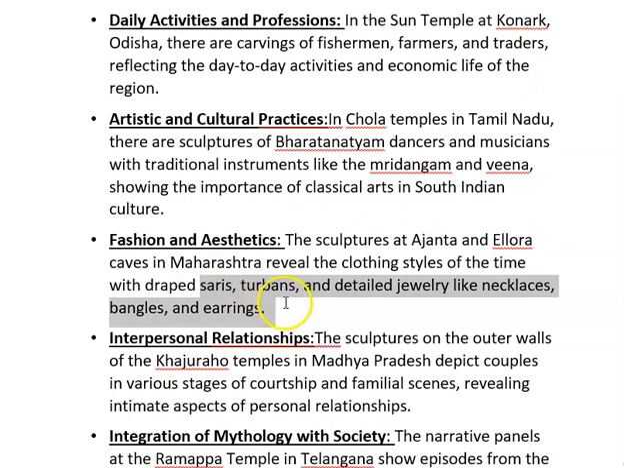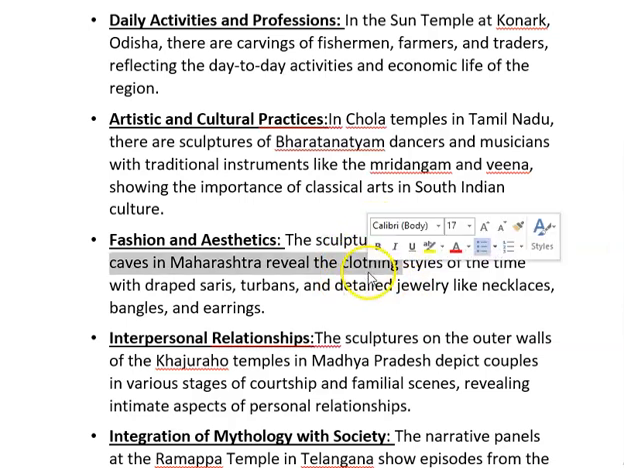Saris, turbans, and jewelry like necklaces, etc. These are portrayed as a part of the clothing styles of the people, and you can see examples of these kinds of sculptures in the Ajanta and Ellora cave temples in Maharashtra.